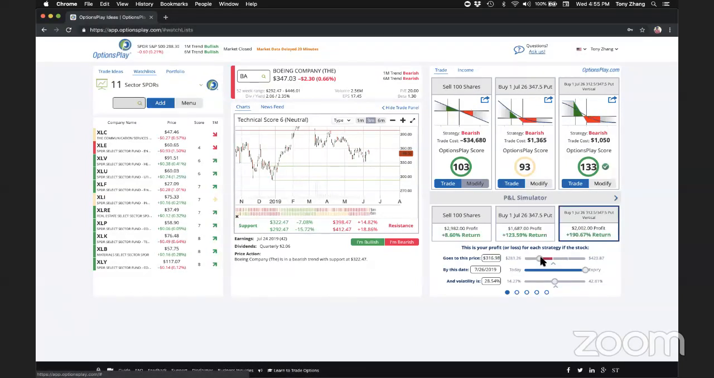Those are the types of scenarios that you want, right? You want to minimize losses and maximize gains. And the options play score tells you how well balanced that risk to reward on your strategy is.